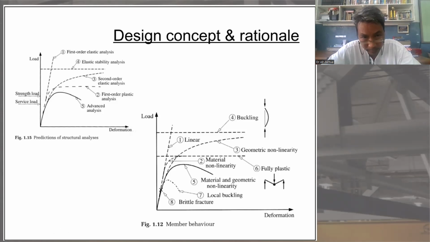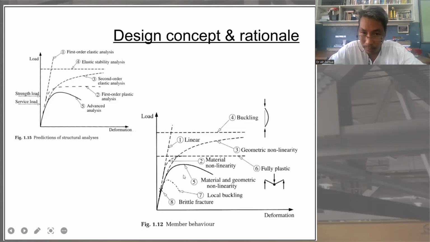Okay. And number 3, geometric non-linearity. So we could use what? Second order elastic analysis for that. Okay. So picking out the correct analysis method that would correspond to the member behavior is what we need to appreciate. Okay. So we should model an analysis method that would directly correspond to the behavior of the member.